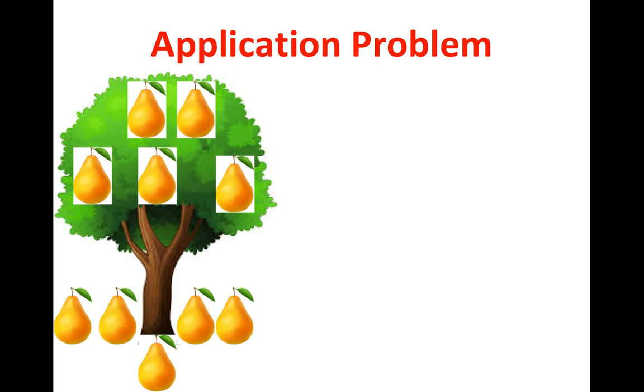So the application problem goes: there is a pear tree and we have some pears on the tree and some pears are on the ground. How many pears are all together? So we have some pears on a tree. Let's see how many pears are on the tree. I count 1, 2, 3, 4, 5 pears on the tree. Let's count how many pears are on the floor. I have 1, 2, 3, 4, 5. I have 5 pears on the floor.